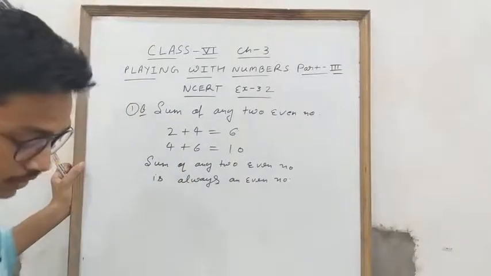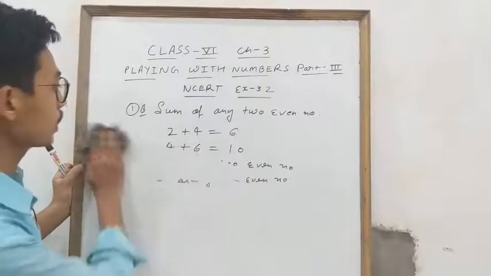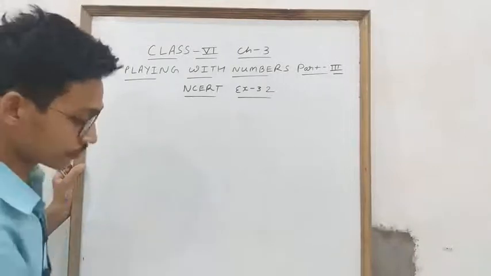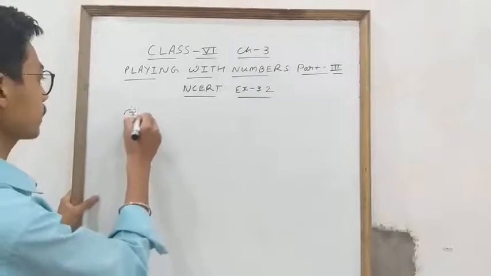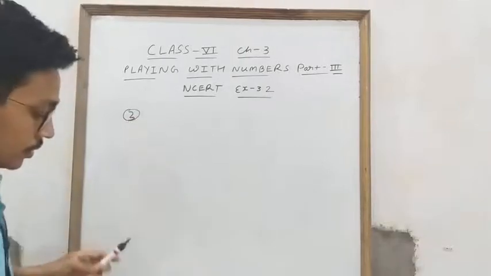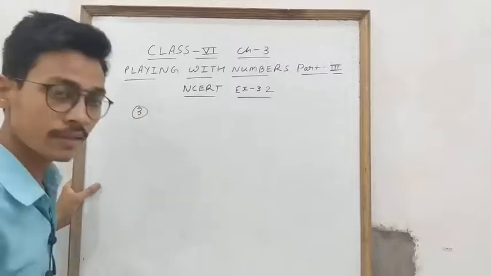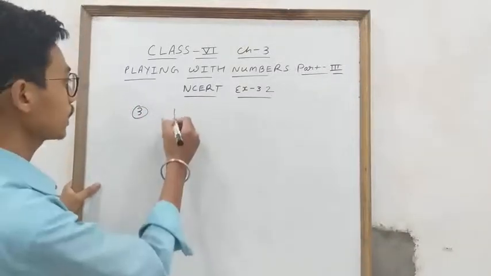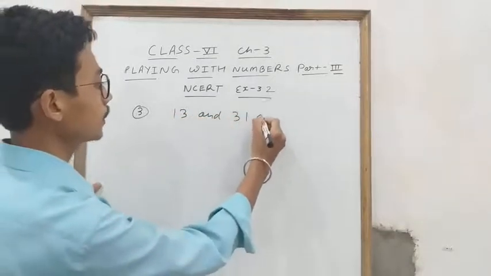Our next question is true false, students. True false you will do yourself. Now question number third is given, students. See everyone, the number 13. What is given in the question, students? The numbers 13 and 31 are prime numbers. 13 and 31 are prime.